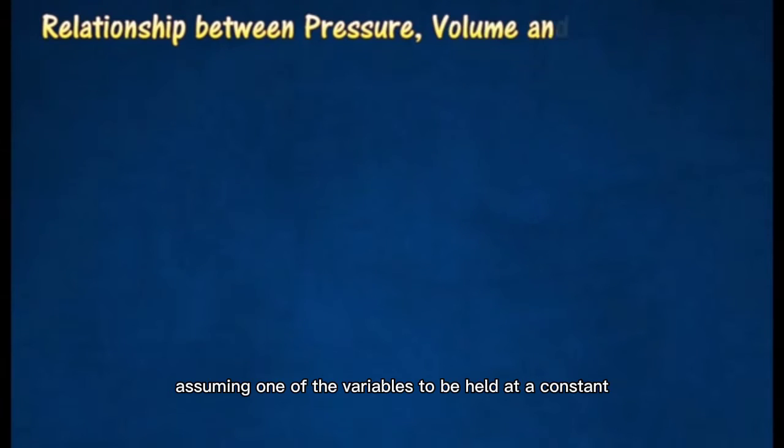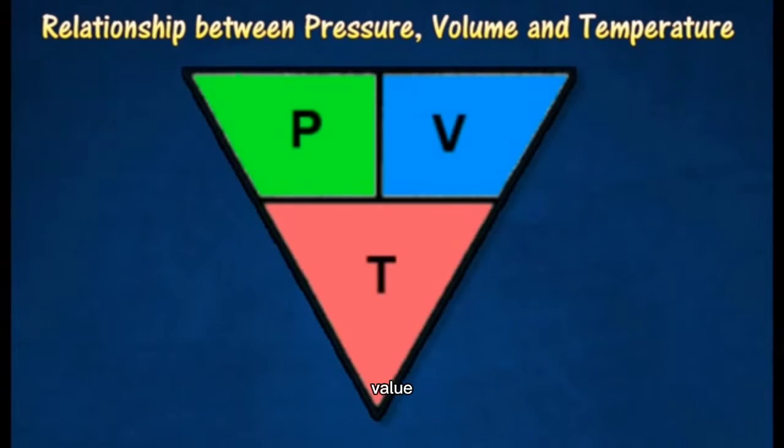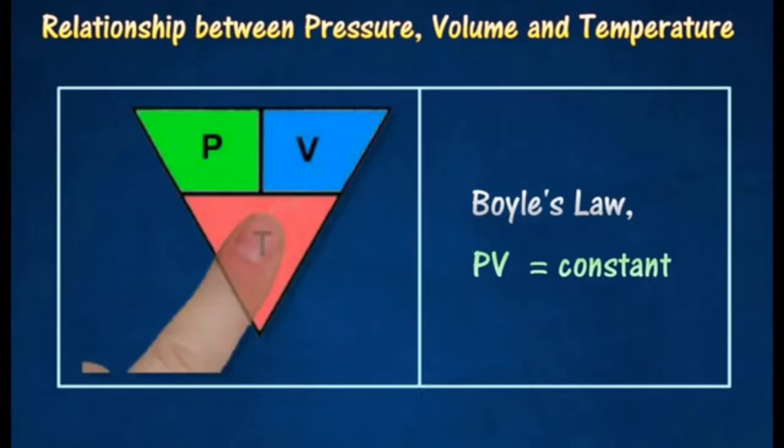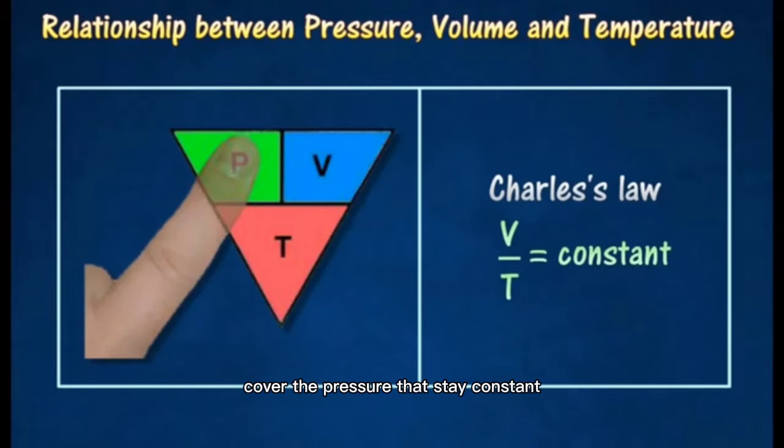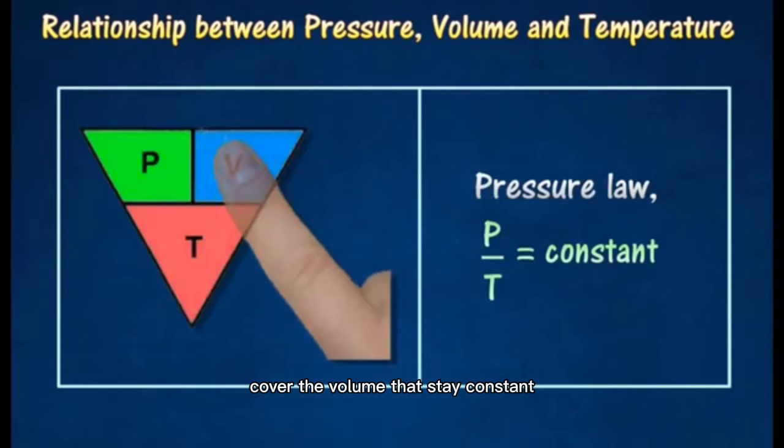Assuming one of the variables to be held at a constant value, we can look at the relationship between the other two for each case by using the following diagram. Cover the temperature that stays constant, you will get the relationship between pressure and volume. Cover the pressure that stays constant, you will get the relationship between volume and temperature. Cover the volume that stays constant, you will get the relationship between pressure and temperature.